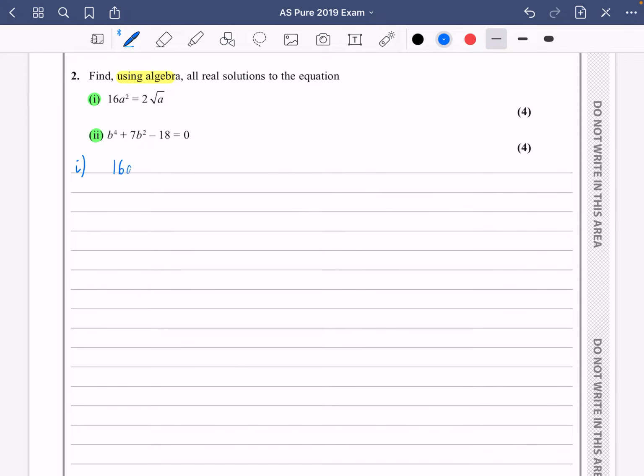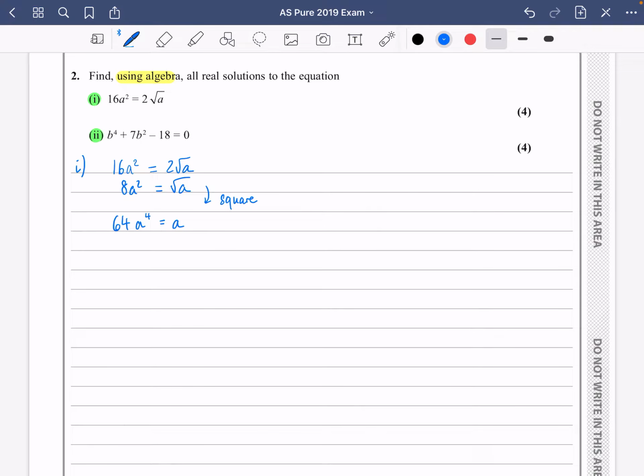Now there's many ways of solving this equation, but I'm going to go with the way that I would probably think about this. First of all, I can see that I could divide both sides by 2 to get rid of this 2 that I've got here, which would give me 8a squared equals the square root of a. Now, many people don't like dealing with square roots, so what I can do here is square both sides, making sure you square each term individually. 8 squared is 64. a squared all squared is a to the power of 4, and when I square this side, I just get a.